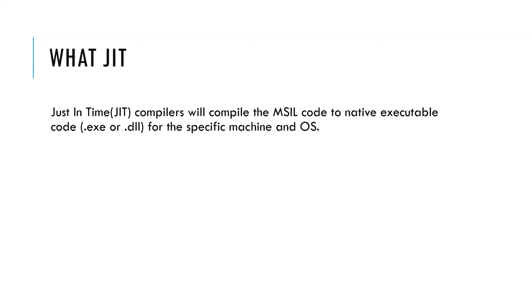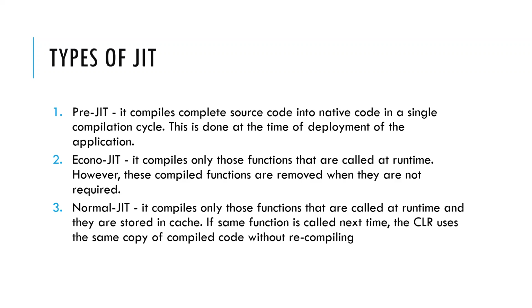The Just-In-Time compiler will compile the MSIL code into native executable code, either EXE or DLL, for the specific machine and operating system. So what are the different types of JITters? We have Pre-JIT, Econo-JIT, and Normal JIT. In the case of Pre-JIT, it compiles the complete source code into native code in a single compilation cycle. This is done at the time of deployment of the application.